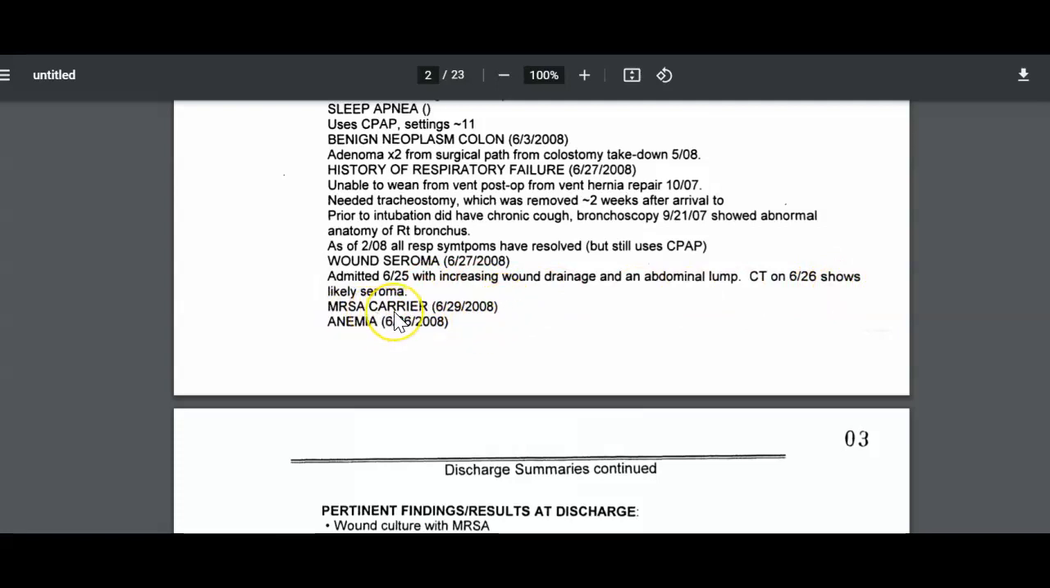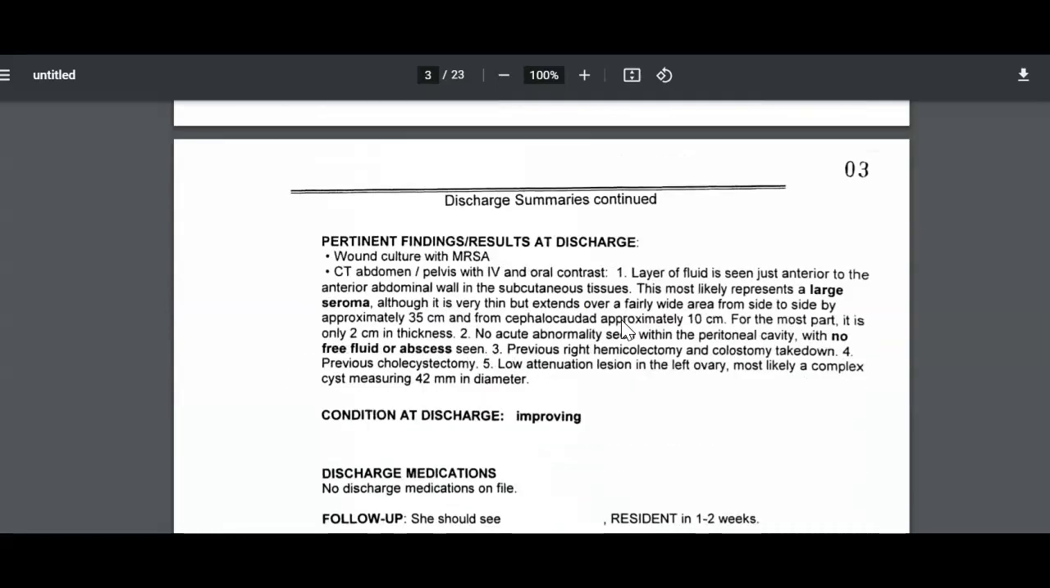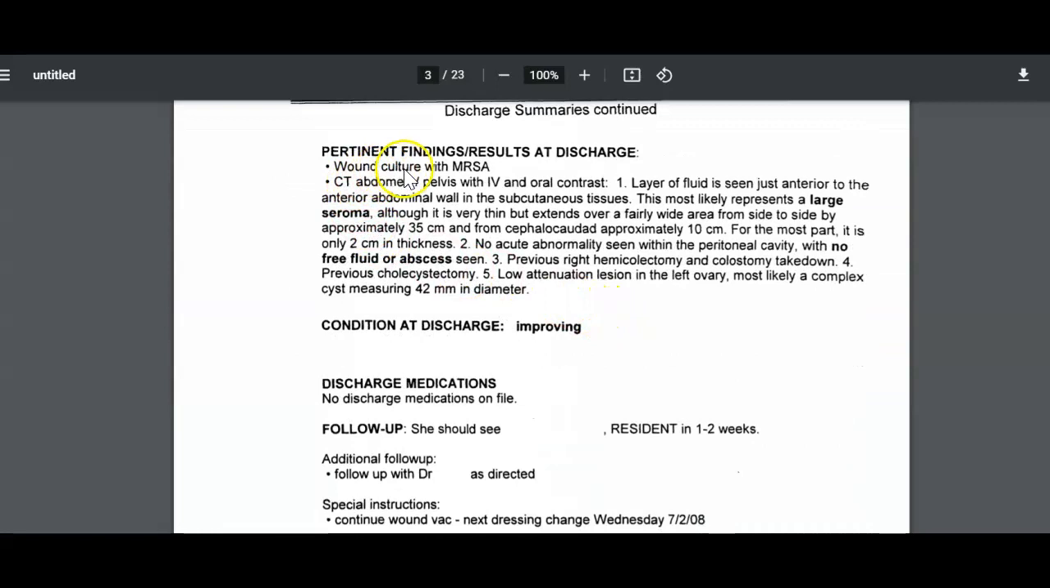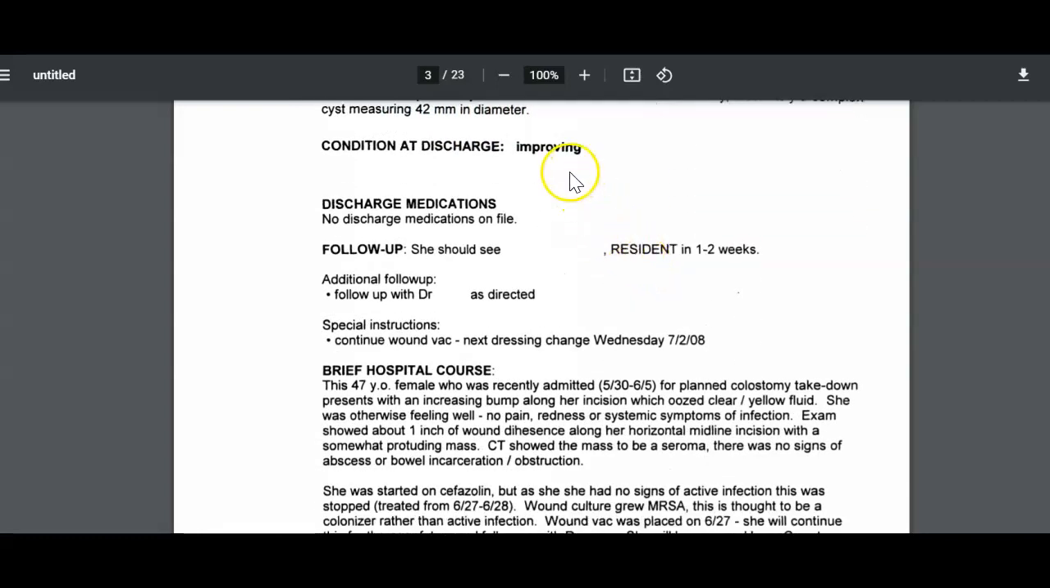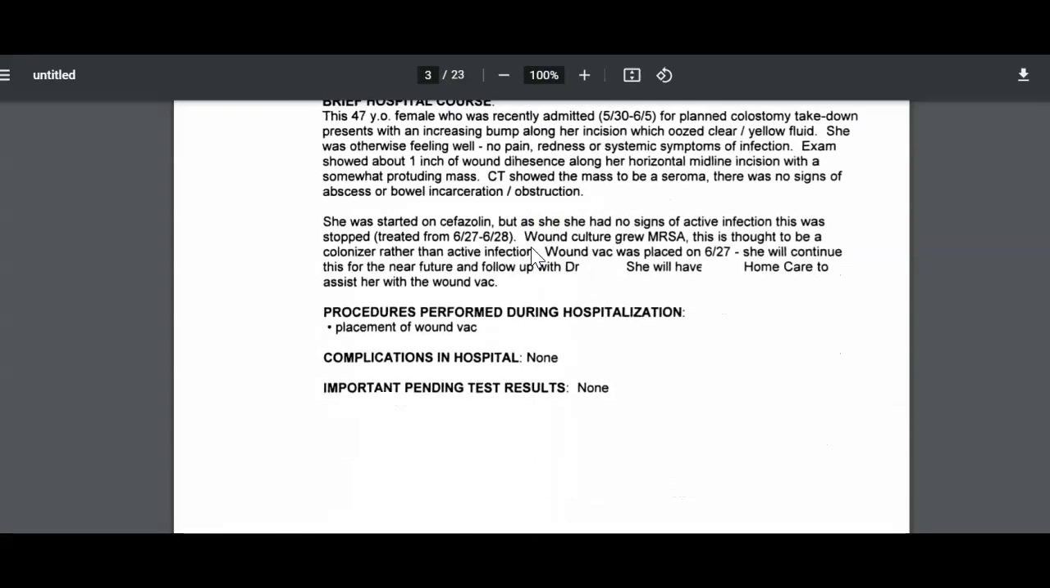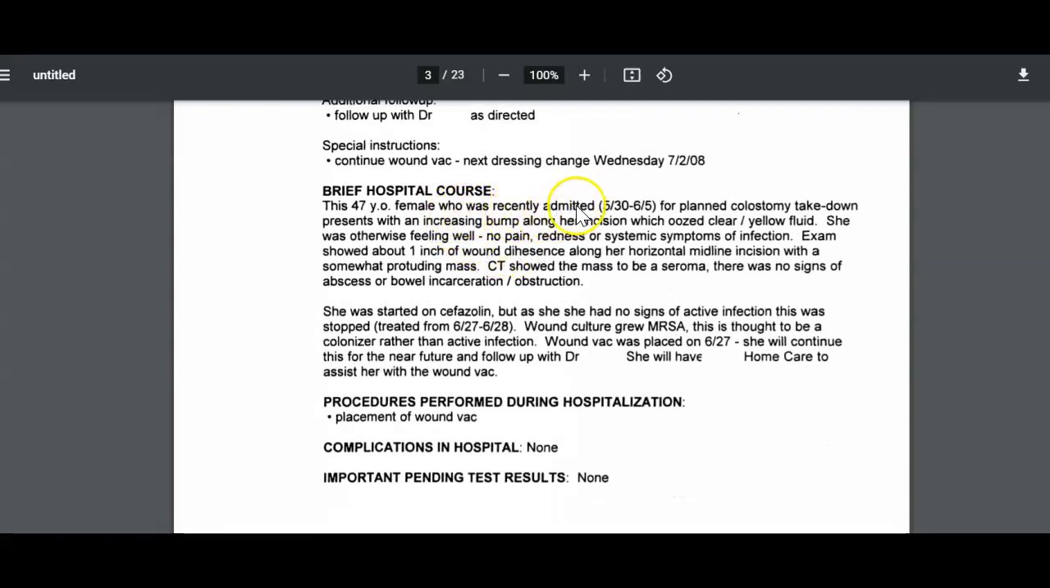They are a MRSA carrier. They do have anemia. So let's look here. We have a wound culture with MRSA, CT abdomen pelvis, IV oral contrast. This just talks about the seroma itself. So they are improving. No discharge medications. Okay, here we talk about the brief hospital course.